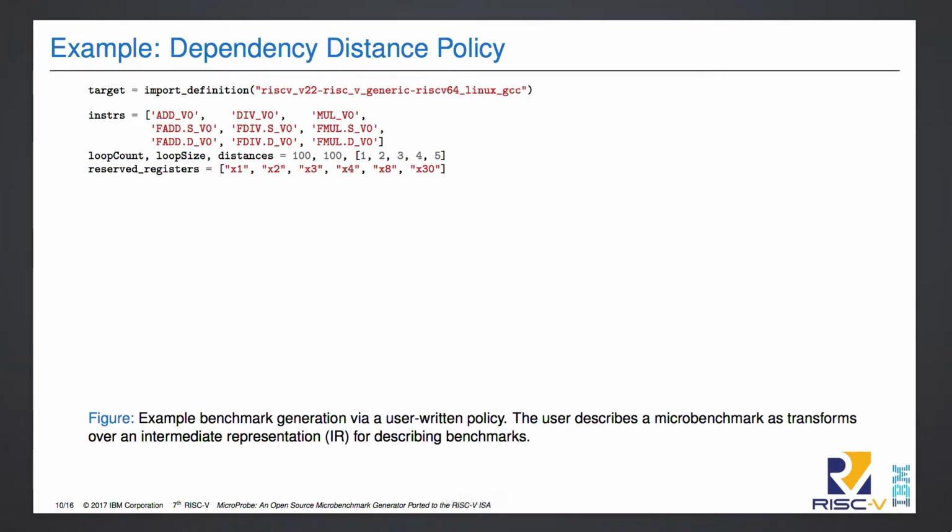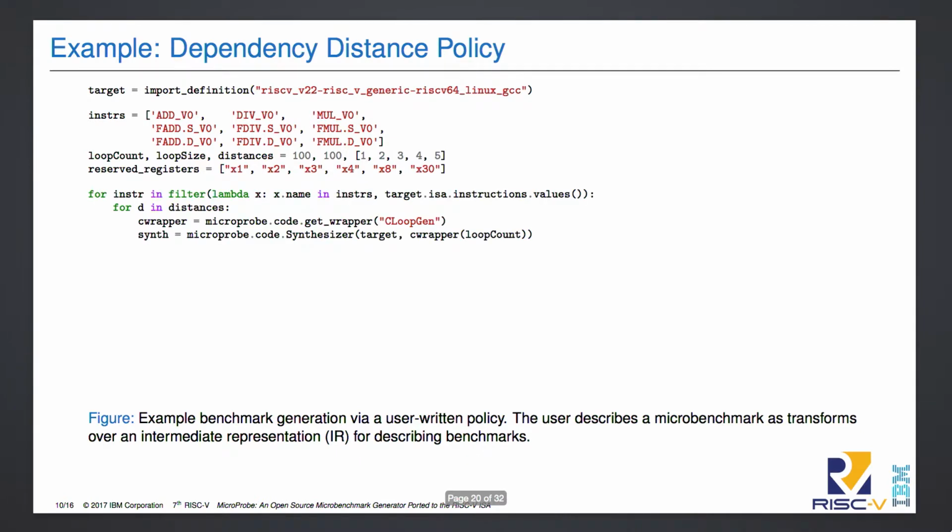Then from there, I define the instructions which I specifically care about and define some variables in Python. Basically what I'm doing is reserving some registers, saying that I don't want to mess with the stack pointer and all that kind of thing, so that this is not going to cause my system to crash. And then I define that I want to generate a C program that is going to loop over this. In this case, it's going to loop over 100 instructions 100 times with the specific dependency distance that I want.